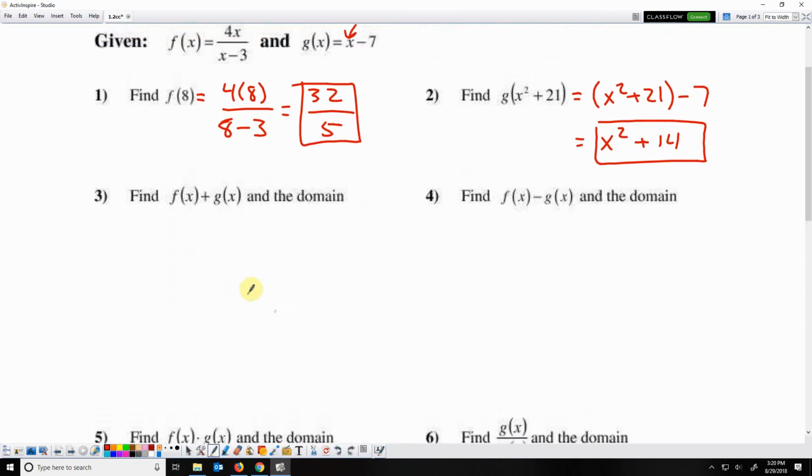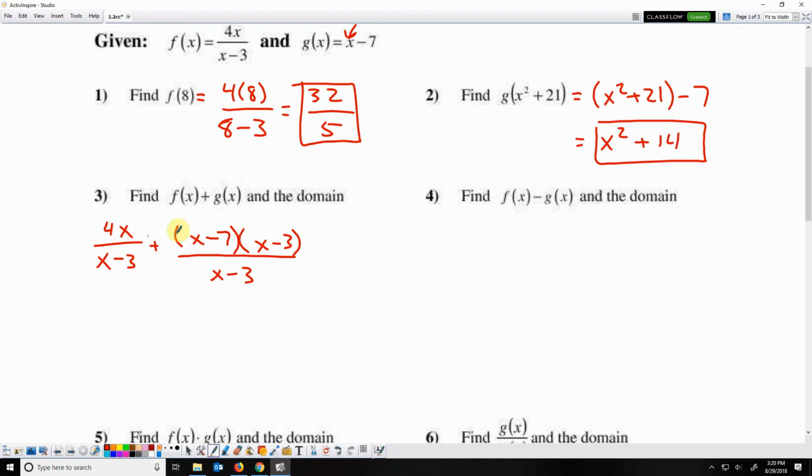Next, find the value of f of x plus g of x and find the domain. So that's 4x over x minus 3 plus x minus 7. Now, in order to add these, we've got to have a common denominator. So we're going to multiply this one right here, top and bottom, by x minus 3. So now we've got a common denominator.